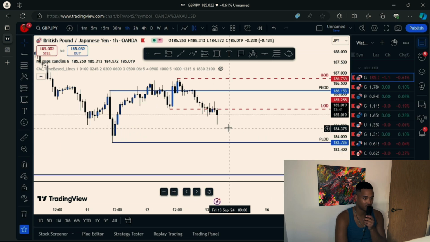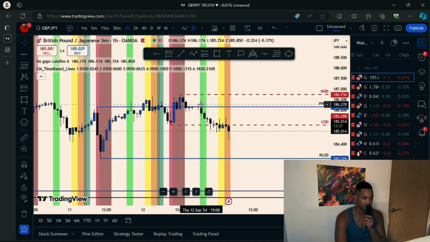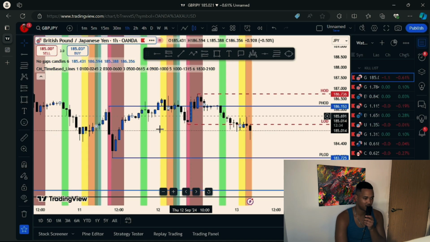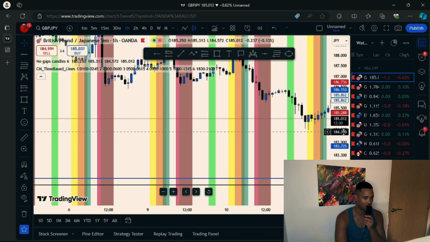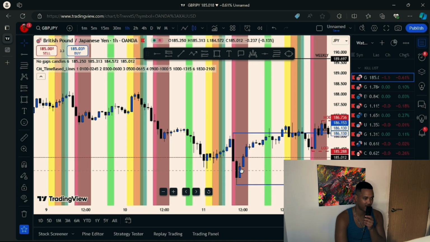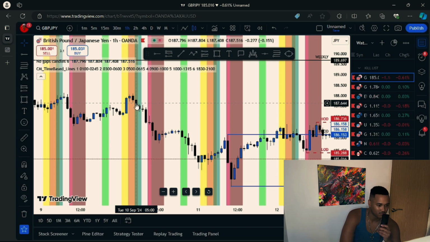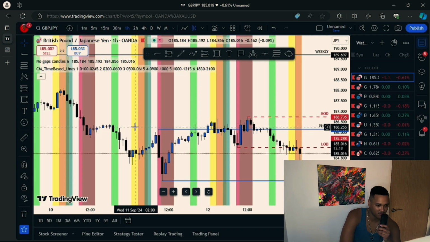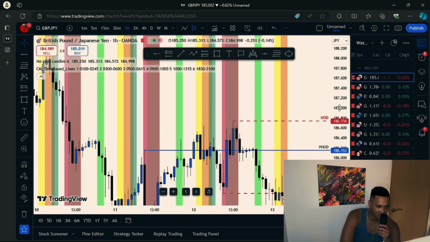So now what I'm gonna look for, I'm gonna turn on my sessions. What I'm gonna look for is some valid areas of supply or some valid areas of demand. So we got our H4 supply over here. I mean H1 supply over here. Now we got H1 supply over here as well, which is in confluence with the previous low of day.